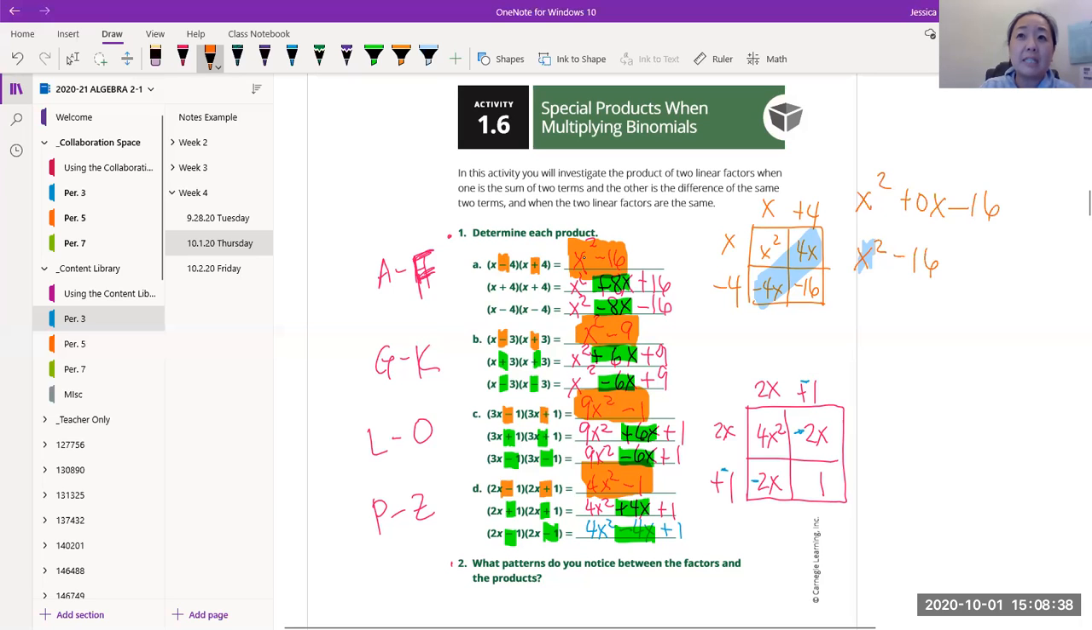So only in these instances, if you want to look at it this way, so x minus 4, x plus 4, only for this, you could just multiply the first terms, so the x squares, and then the last terms, minus 16.